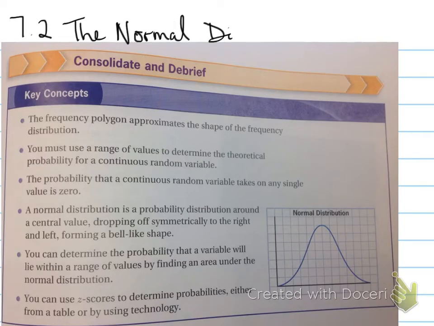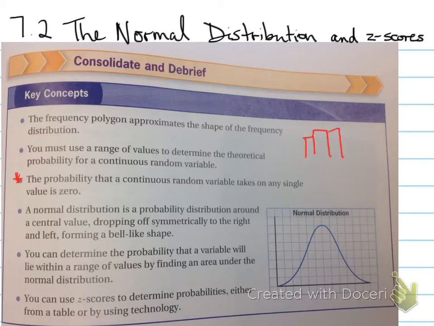Okay, 7.2, the normal distribution and z-scores. All right, so the frequency polygon approximates the shape of the frequency distribution. So when we have a frequency distribution bar graph, we take the midpoints of each of those bars, okay?